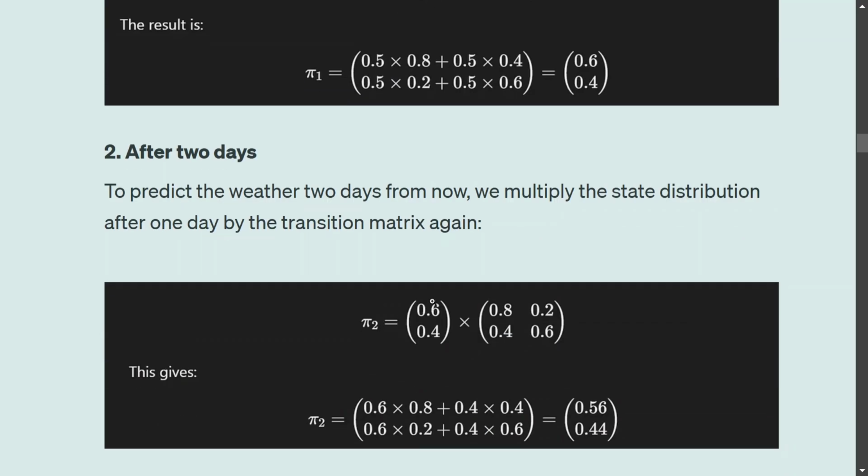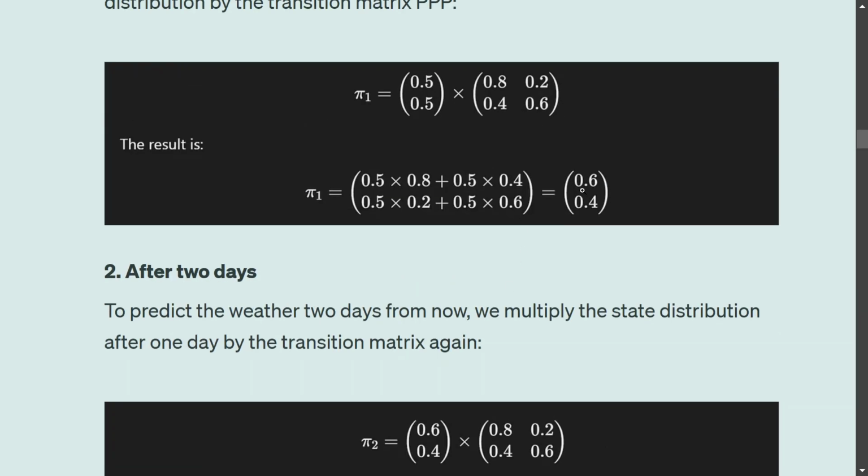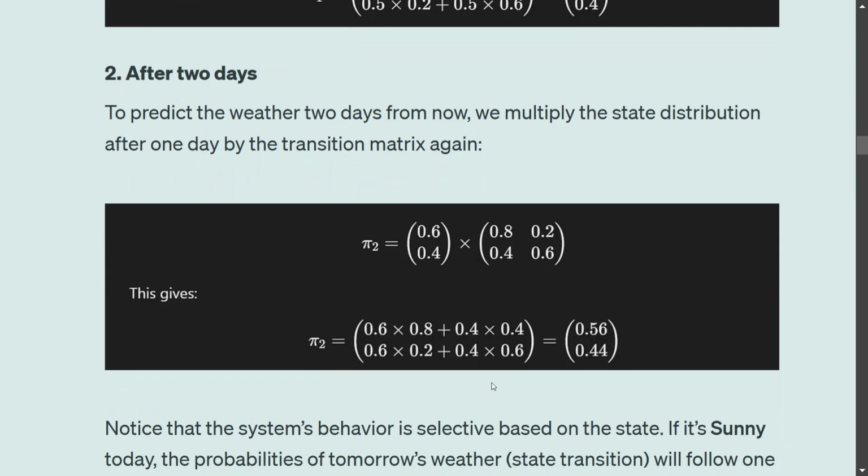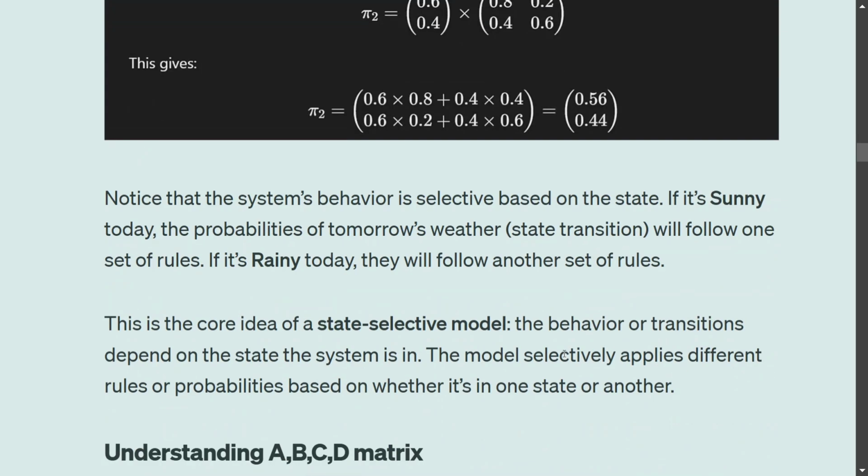After 2 days, now this is very interesting. So tomorrow's probabilities would now be the current probabilities, right? Because now it is asking for the day after tomorrow. So if today is Thursday, we calculated the above probability 0.6, 0.4 for Friday. Now it is asking what would be the weather on Saturday. So we would be using Friday's probabilities and again multiplying by the transition matrix to get the final probabilities, that on Saturday, this is the probability of having sunny or rainy weather. So this is how a state space model works.